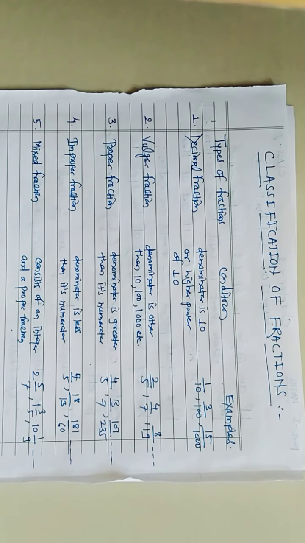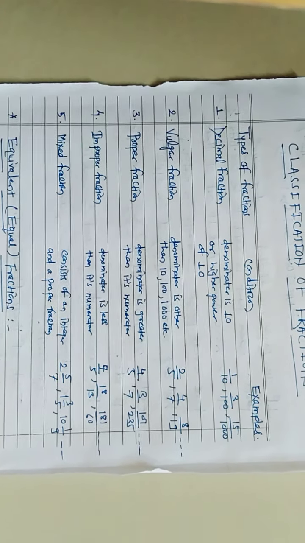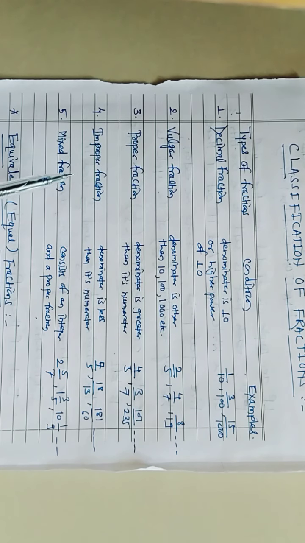Now we'll see the next type of fraction, the improper fraction. The condition for an improper fraction is that the denominator is less than its numerator. See an example, 7/5. See, the denominator is less than its numerator. 18/13. Same here, 181/60. This denominator is less than the numerator. So this fraction is called the improper fraction.